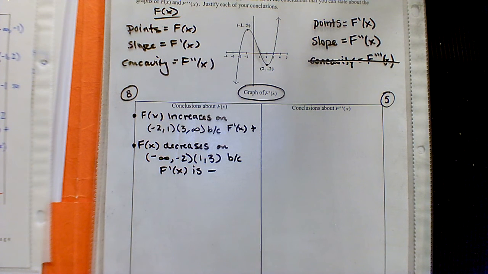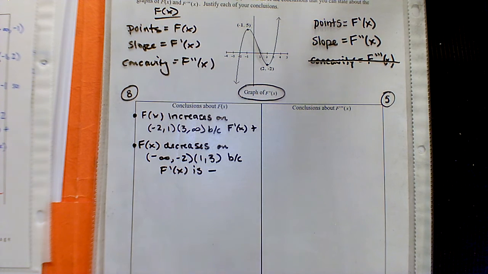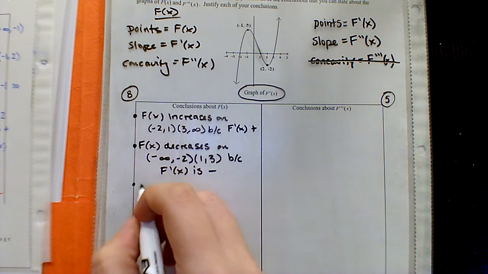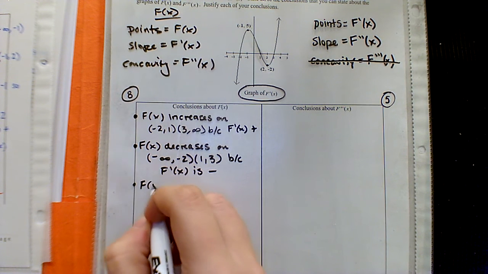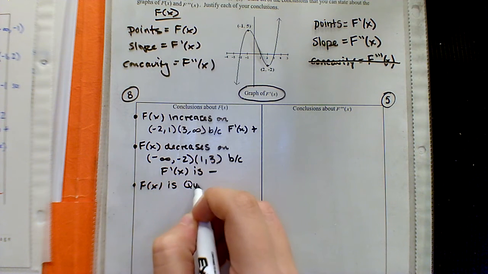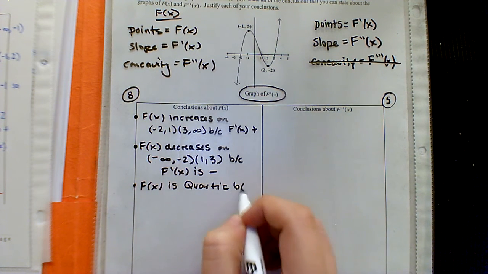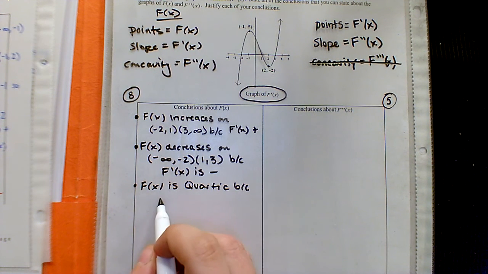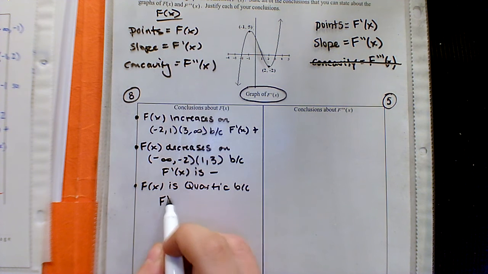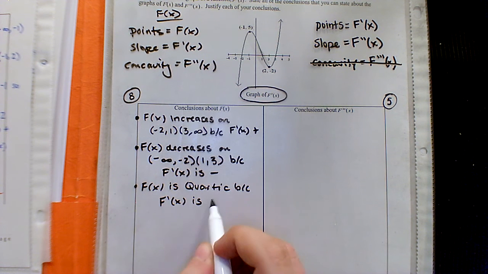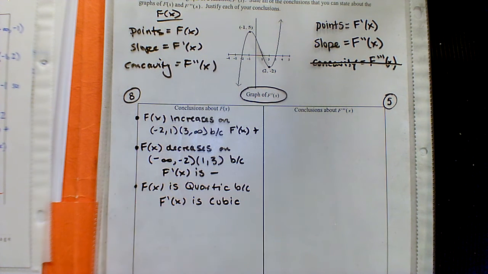All right. f of x is quartic, because the derivative of f of x is cubic. Because f prime is cubic. Looks good.